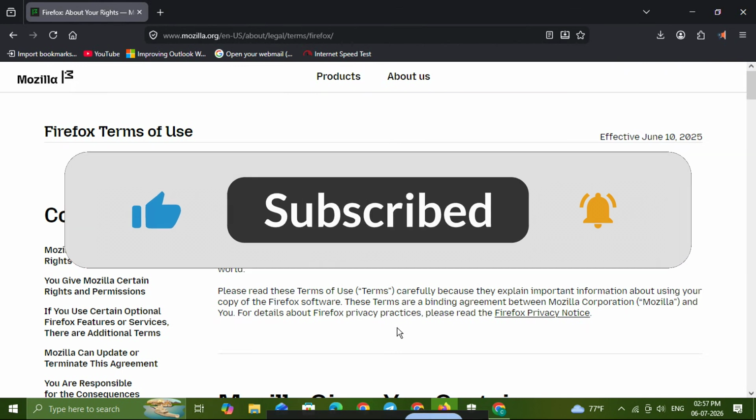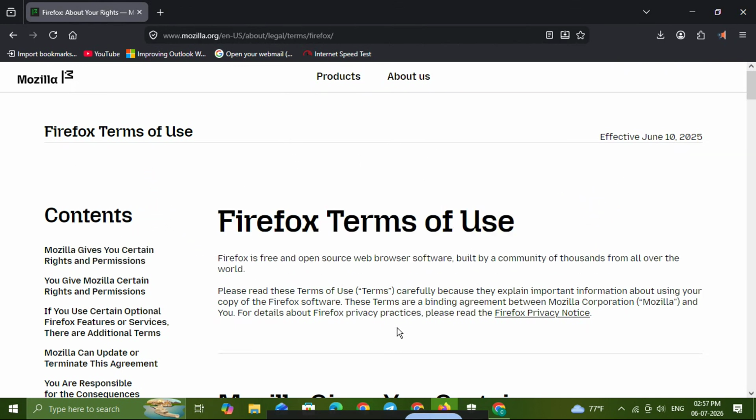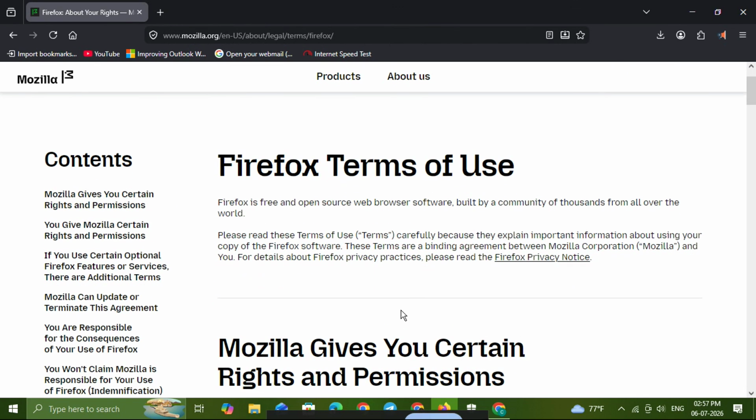Let's start with the basics. In 2025, Mozilla introduced terms of use for Firefox for the first time. According to Mozilla, the goal was to clearly explain the relationship between the company and its users, along with the rights and responsibilities that come with using the browser. In other words, Mozilla wanted to put more of the legal language in one place so users could understand how Firefox works and what to expect when using it.